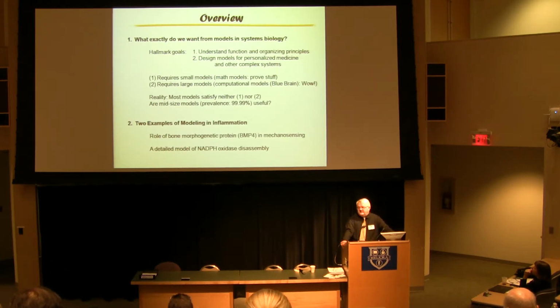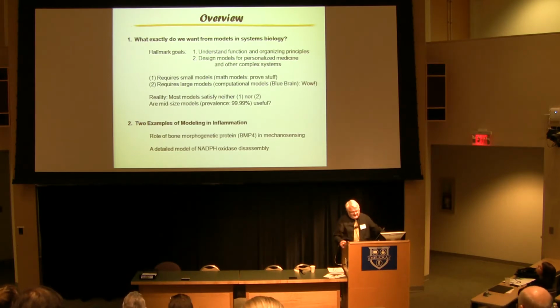And so if you like size, you should look at the Blue Brain project that runs on a supercomputer in Geneva and has a column of the cortex, and it's just wow. It's millions of variables. Now, if we look at reality, then most of the models over the last 50 or 100 years are smack in the middle. They are neither small enough to be analyzable really with much, nor are they so big that you can simulate a disease with it. So the question is, are mid-sized models really useful?